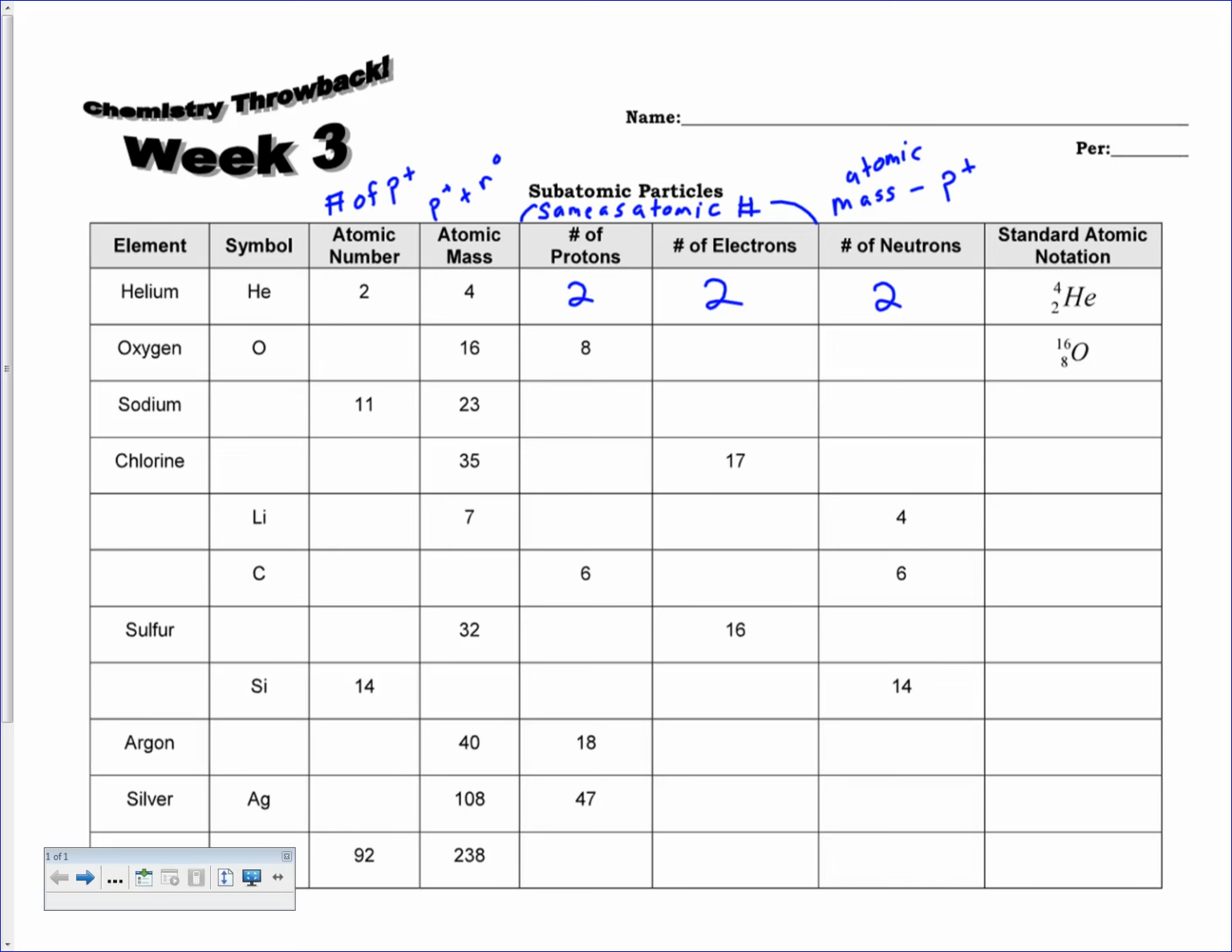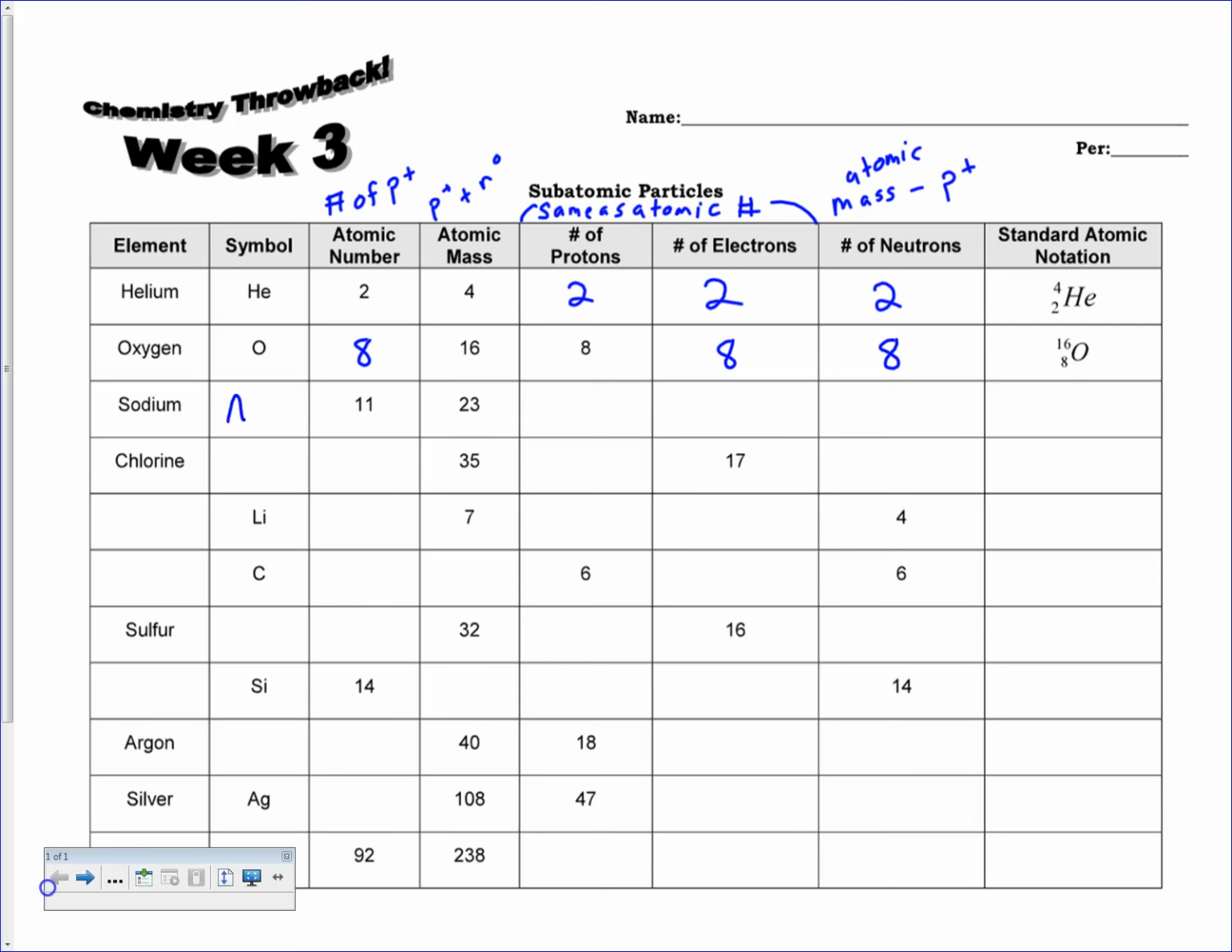On to oxygen here. Oxygen, if you look it up on the periodic table, you'll see that it's atomic number 8. You could also get that because it's the same as the number of protons, which is already listed. The number of electrons is the same as the number of protons, because I said all of these are going to be non-charged particles, so same number of protons and electrons. This has an atomic mass of 16. Given that it has 8 protons, that means it needs 8 neutrons to make up that missing mass there.